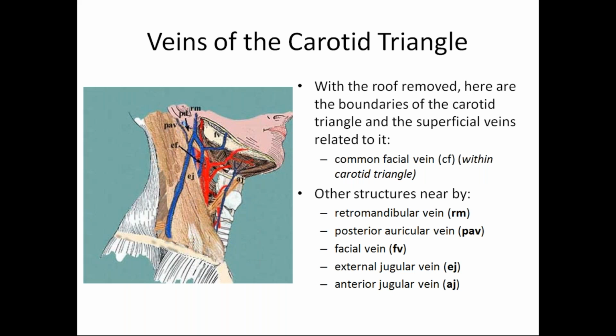So what are the veins of the carotid triangle? When you remove the roof, here are the boundaries of the carotid triangle and the superficial veins related to it. The main one is the common facial vein. Other structures are the retromandibular vein, posterior auricular vein, facial vein, external jugular vein and anterior jugular vein.